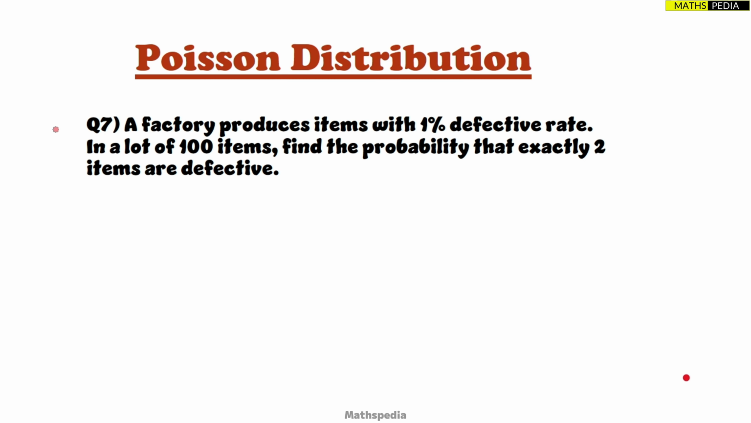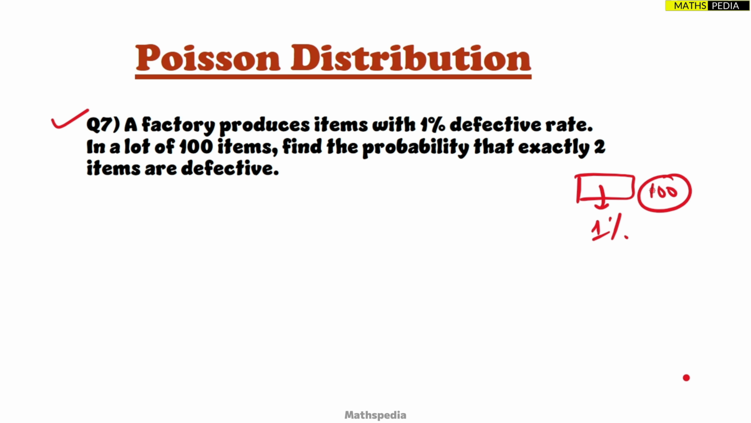So let us go for the seventh problem for Poisson distribution. Here we have a factory that produces items with a 1% defective rate. Basically, we can consider one factory that produces 1% defective items in a lot of 100 items. So in a lot of 100 items, 1% of it will be defective. Find the probability that exactly two items are defective.